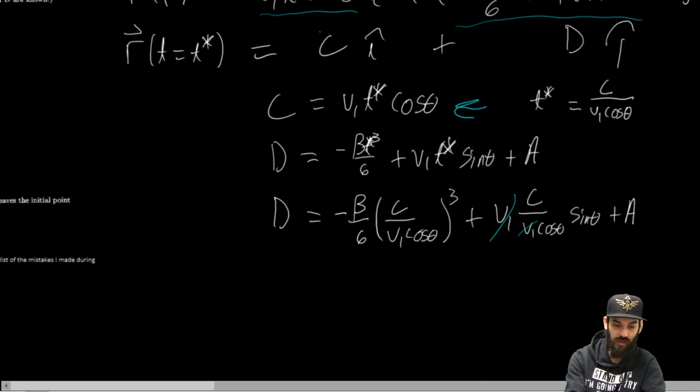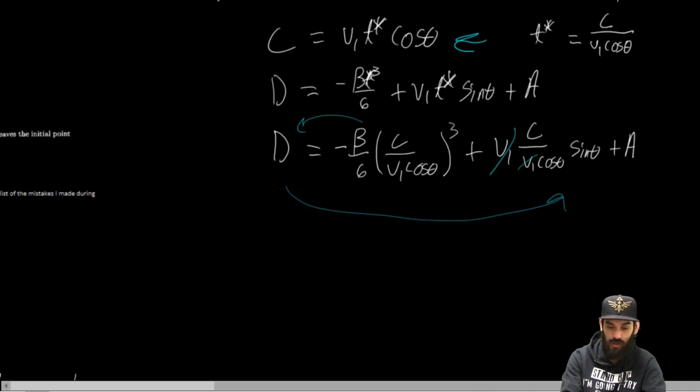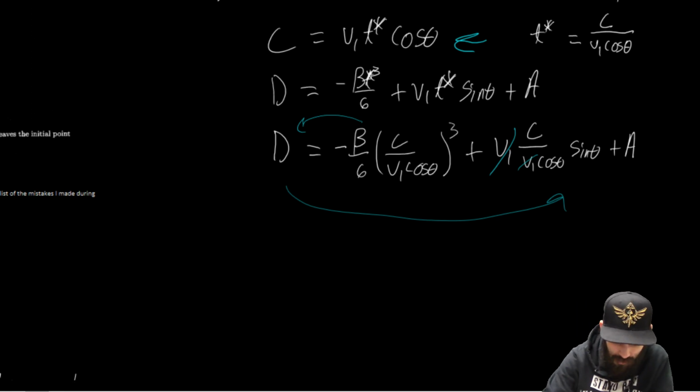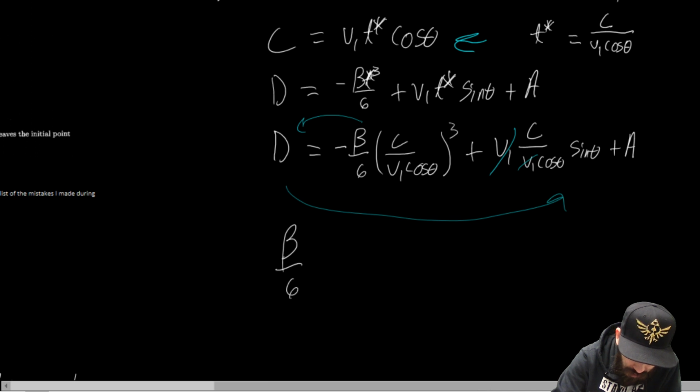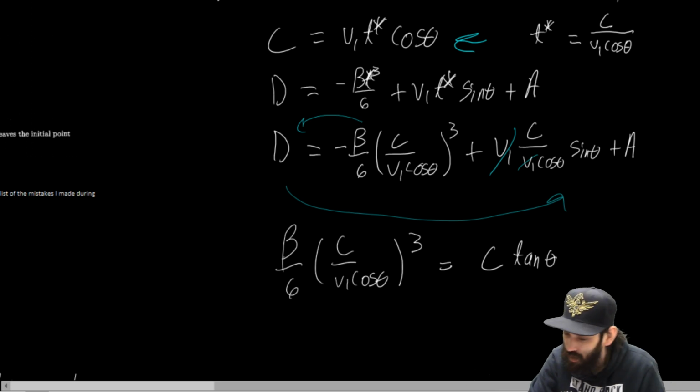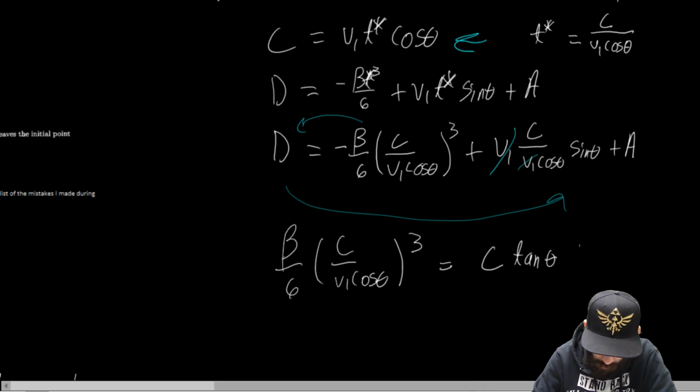That's going to allow us to move everything else to the other side. I'm going to move this beta over to this side and this d over to that side, so I have everything positive ultimately. So this is going to say that beta over 6 times c over v1 cosine of theta, cubed, is equal to c times sine over cosine, which is just tangent, so c tangent of theta, plus a minus d.